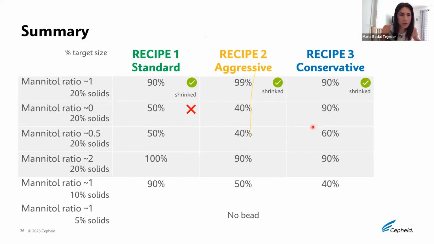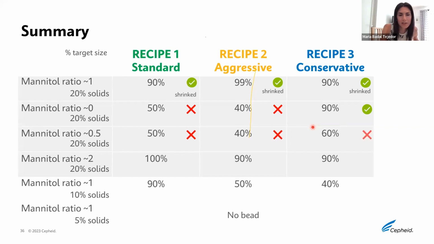So when we do not have mannitol in the formulation, we need to be careful with the settings, and we need to run a more conservative cycle that applies energy in a bit smaller and slower way, so that we make sure that we fully dry the bead before we reach any of the collapse temperatures.